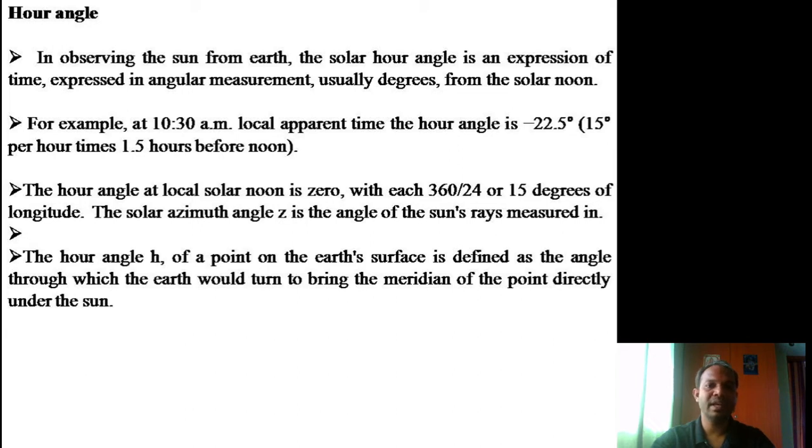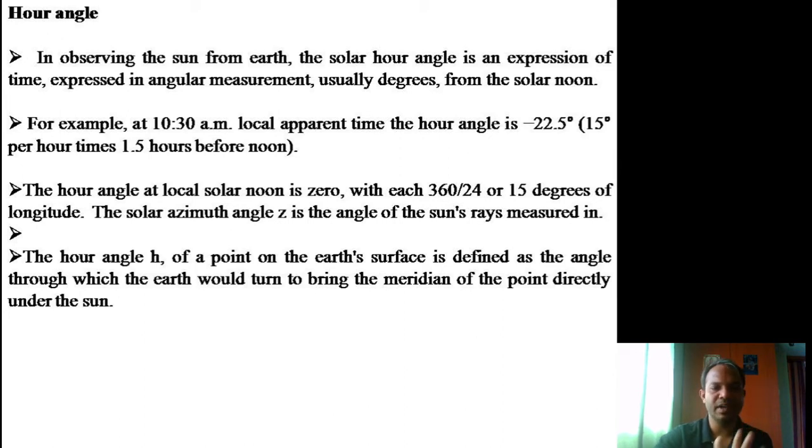In observing the sun from the earth, the solar hour angle is an expression of time, expressed in angular measurement, usually in degrees, from solar noon. Solar noon means exactly at the peak. For example, at 10:30 a.m. local apparent time, the hour angle is minus 22.5 degrees. That is 15 degrees per hour times 1.5 hours before noon.